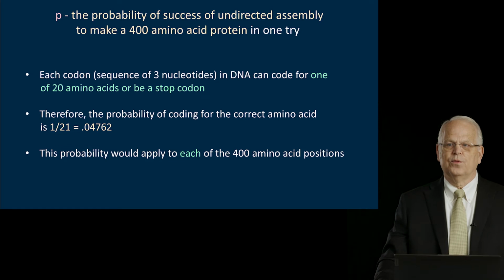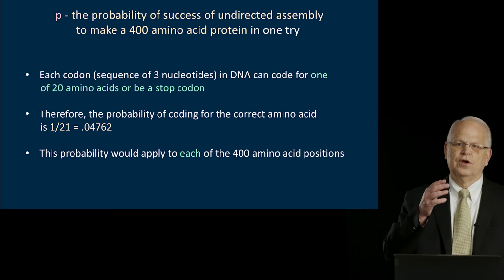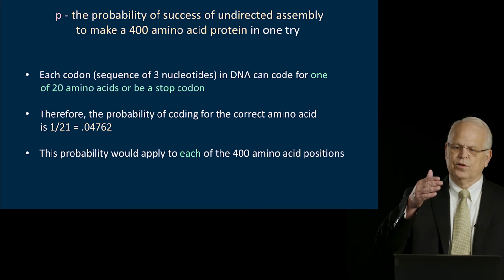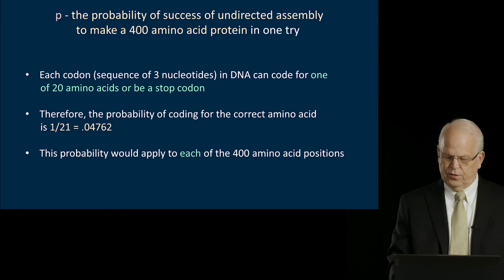And this probability would apply to each of the 400 amino acid positions. So you would have a 1 divided by 21 chance of getting the first amino acid right, and after that happened, there would be another 1 over 21 chance of getting the second one right, and after that, another 1 over 21 chance of getting the third one right, on and on, until we got to 400 amino acids.